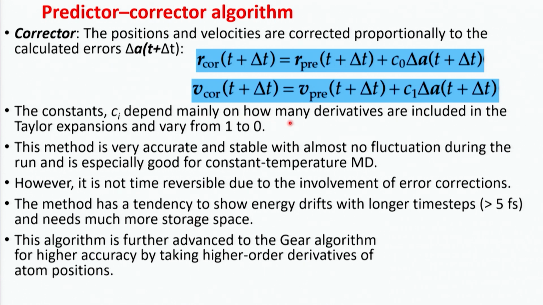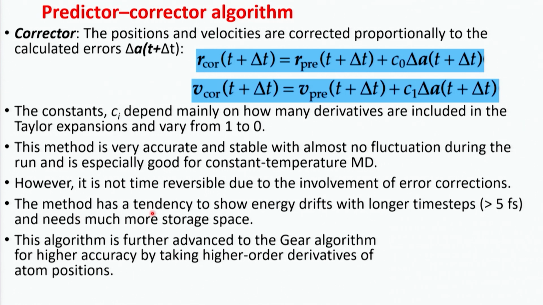These constants depend mainly on how many derivatives are included in the Taylor expansion, and they generally vary between 1 to 0. This method is very accurate and stable with almost no fluctuation during the run, and is especially good for constant temperature molecular dynamics. However, it is not time reversible. Time reversal means whether, if you just change plus delta t to minus delta t, it remains the same or not. It is not time reversible due to the involvement of the error correction, but the earlier Verlet methods are time reversible.